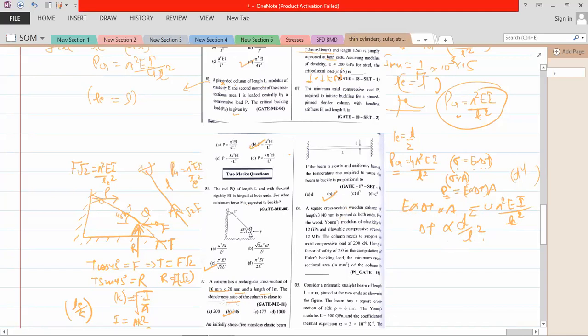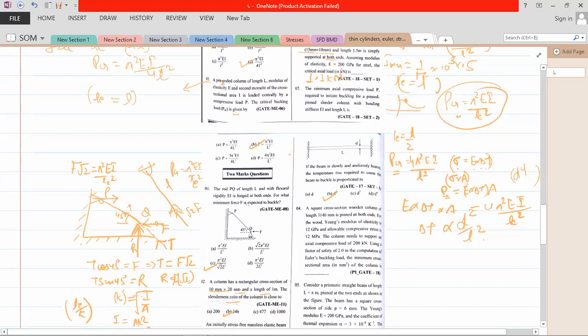Okay, now answer question 4. It is given a square cross section wooden column of length pinned at both ends, so both are pinned joints. Young modulus is given, allowable compressive stress is given, and the column needs to support an axial compressive load. It is also given. Factor of safety is given. The computation of Euler buckling load, the minimum cross section area is. What is the minimum cross section area? It is asking.